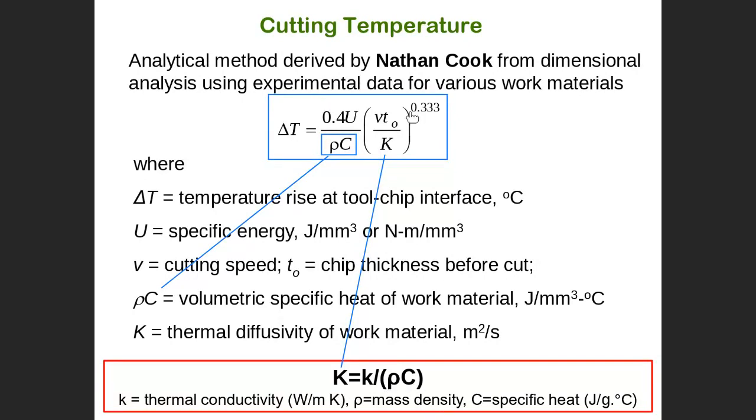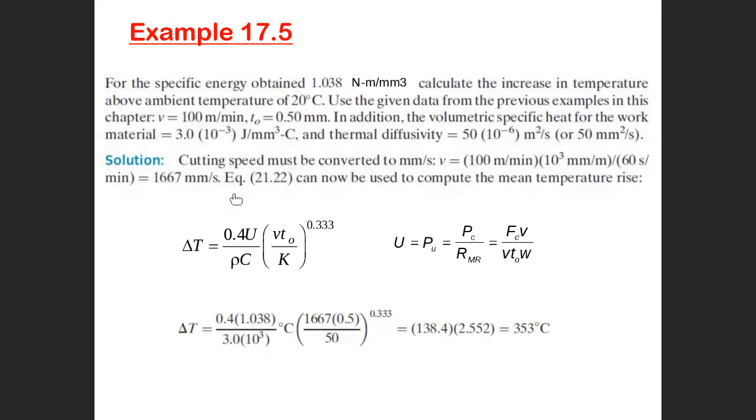This is actually a good equation to predict the cutting temperature, or the temperature in the cutting zone, and using it is really very useful. This is an example where the specific energy U is given. Calculate the increase in temperature, delta T, which is the increase above the ambient, which is 20 degrees.